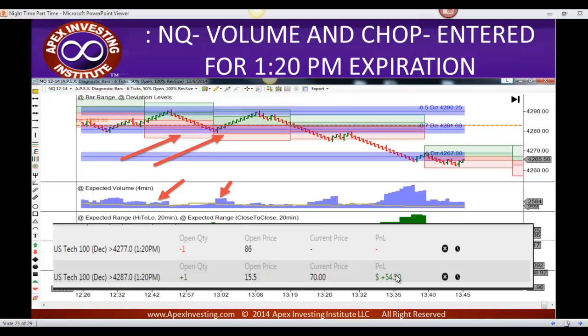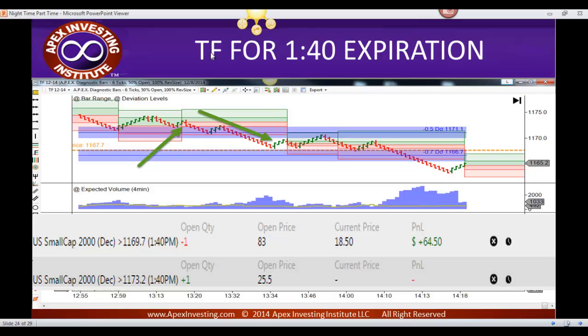Okay? This was on NQ for the 120 expiration. This is on the 20-minute binaries. All right? On TF for the 140 expiration, 20 minutes later. Same thing. I got some movement. Things are going up and down. I got volume. All right, boom. So I'm going to go into this next 20-minute period, and I'm going to strangle it. This is a strangle, right?